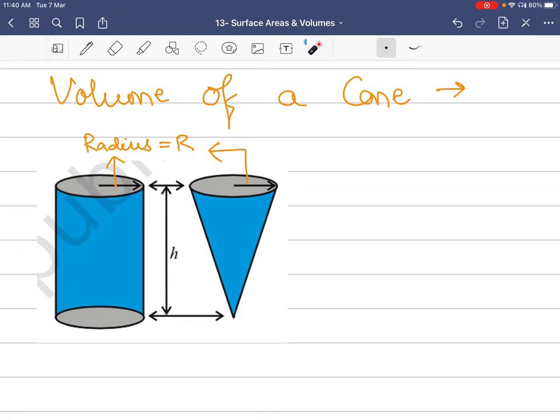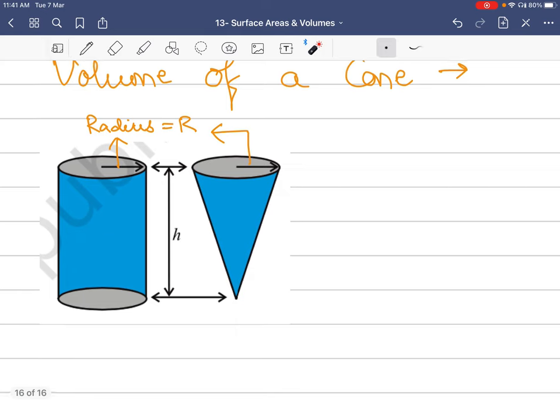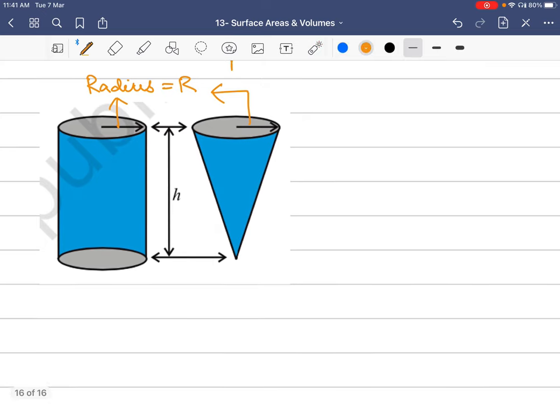Now once we take these two geometrical figures with the same radius and the same height, what we are going to do is fill water in this cone and start pouring it into the cylinder, and I want to see how many times I need to pour the water from the cone to the cylinder till the cylinder is full. That will give us some idea about the volume of the cone. This is a very important point, that both of them have the same radius and the same height.